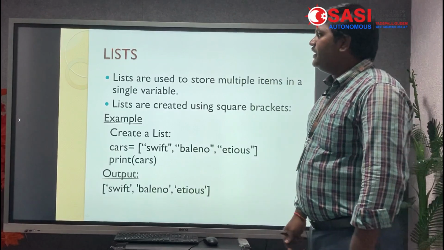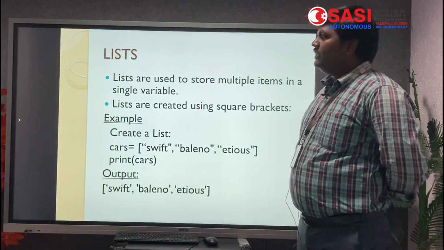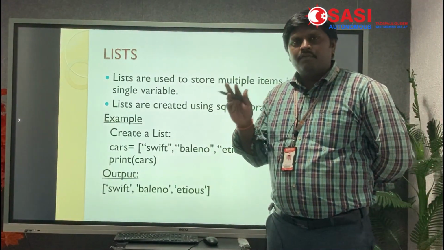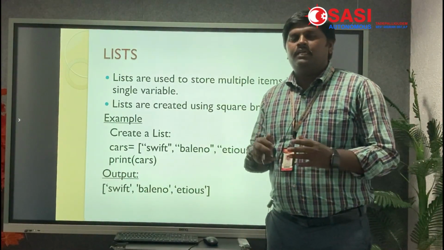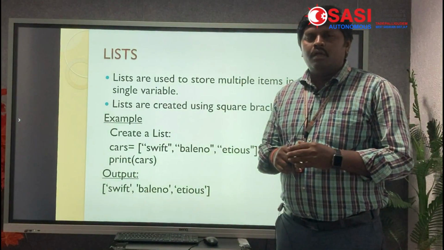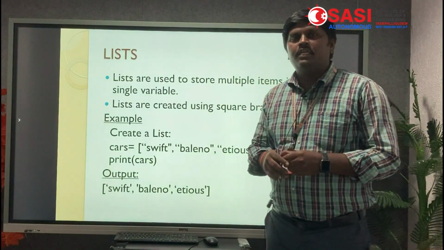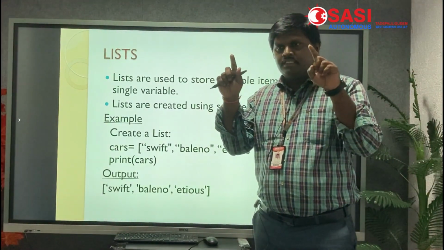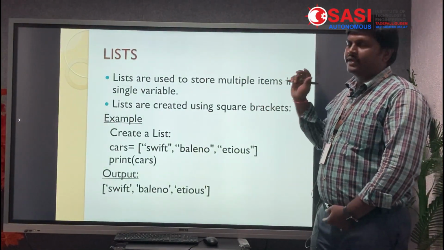First of all, what is a list? Lists are used to store multiple items in a single variable. Lists are used to store a collection of items in a single variable. How to declare a list? The collection of list items is stored in a single list, and list items are represented within square brackets. So lists are created using square brackets.